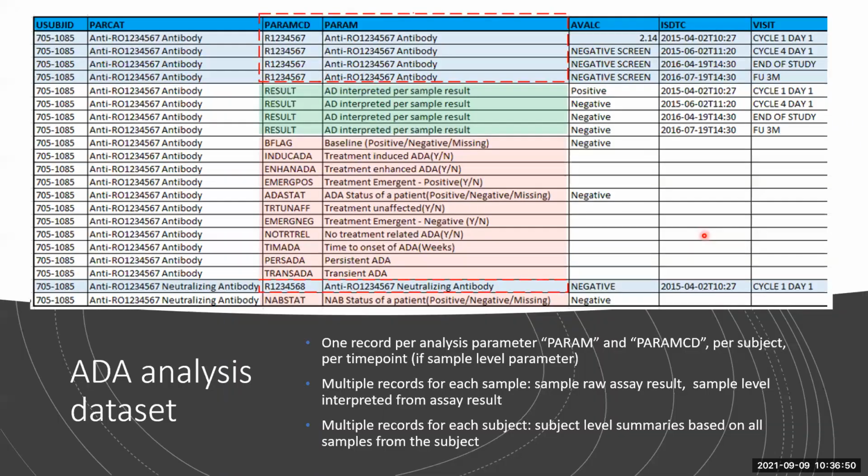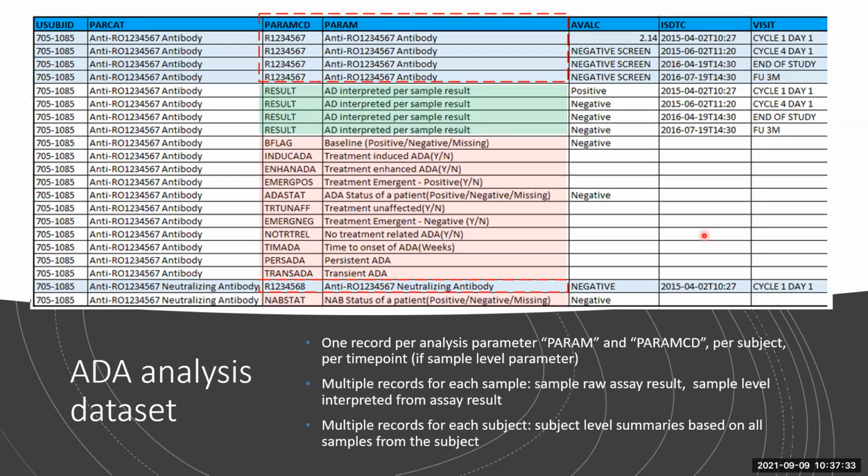Next slide, please. This slide talks about the analysis dataset. The example shows one record per analysis parameter per subject per time point. It is a dataset in vertical structure, the so-called BDS ADaM compliant structure. Parameter code, PARAMCD, and parameter, PARAM, are used as qualifier variables. For each subject at each time point, we can use these two variables to identify different analysis data points.